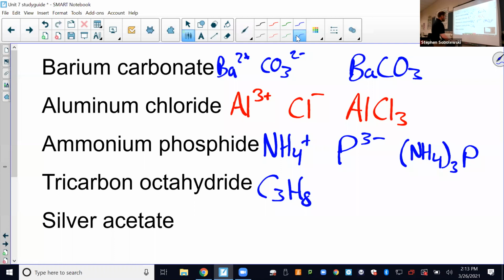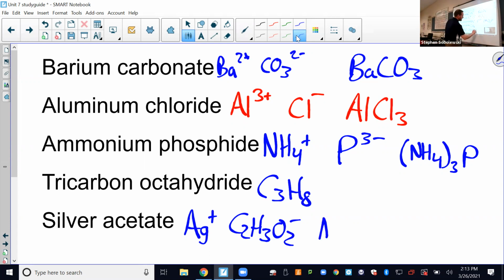Silver acetate. Silver is Ag with a charge of 1+. Acetate is C2H3O2 with a 1- charge. Notice the 1-to-1 ratio is simply going to be AgC2H3O2.